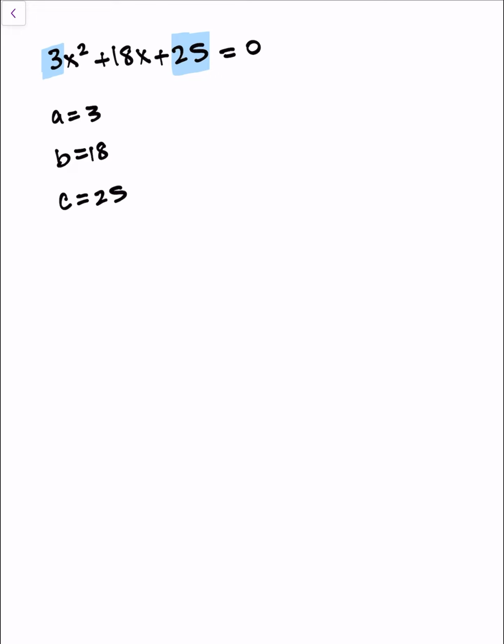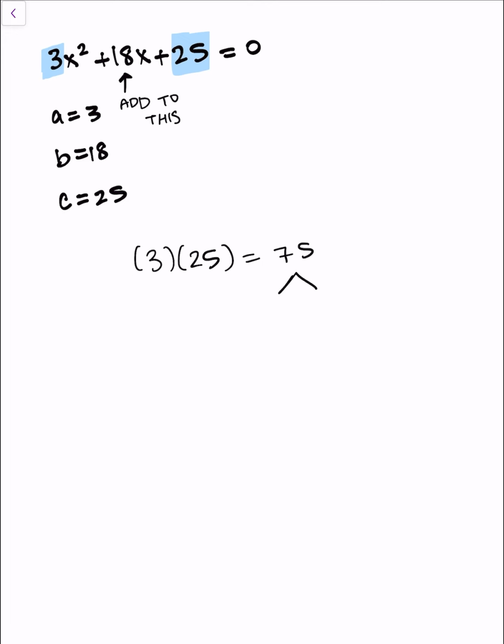The first example is 3x squared plus 18x plus 25 equals 0. In this example, a equals 3, b equals 18, and c equals 25. The first step is to multiply a times c. This equals 3 times 25, which is 75. Then we want to find two values that multiply to 75 but add to the value of b, this middle number.